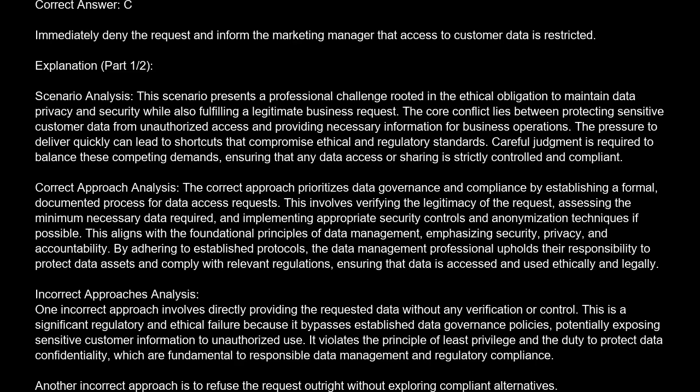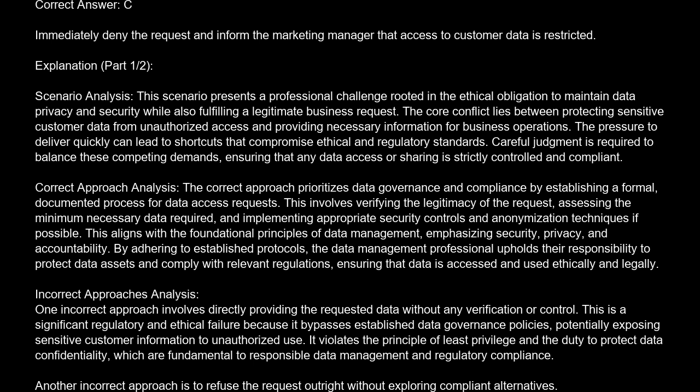The correct answer is C. Immediately deny the request and inform the marketing manager that access to customer data is restricted. Explanation. Scenario analysis. This scenario presents a professional challenge rooted in the ethical obligation to maintain data privacy and security while also fulfilling a legitimate business request. The core conflict lies between protecting sensitive customer data from unauthorized access and providing necessary information for business operations.